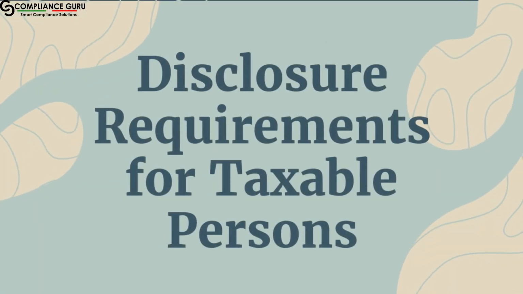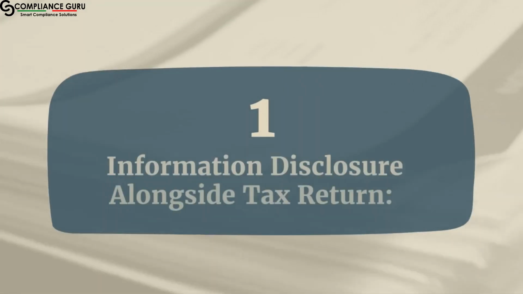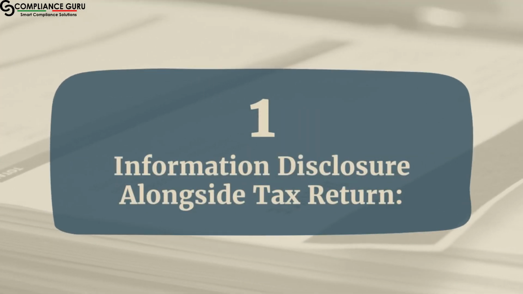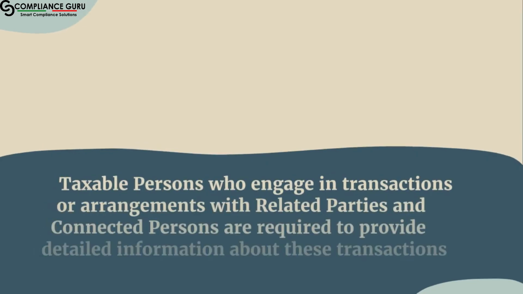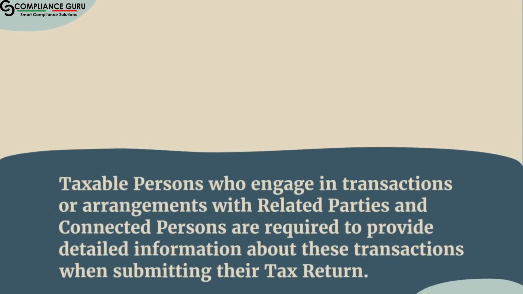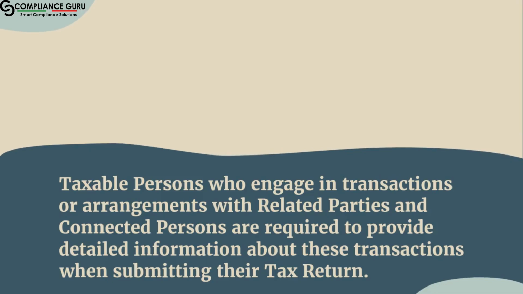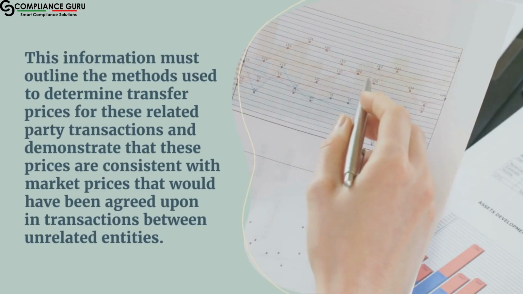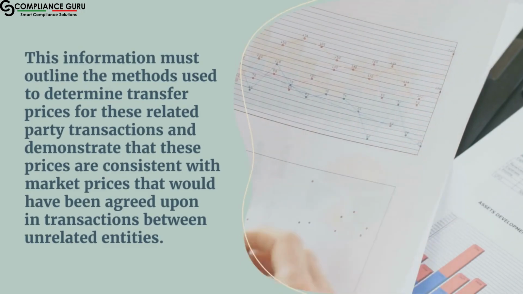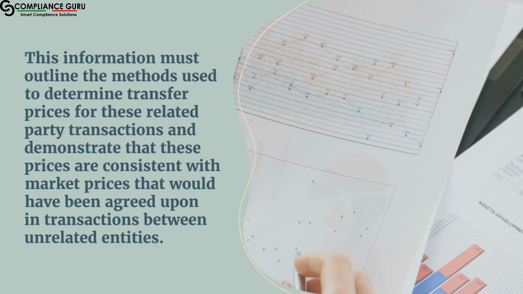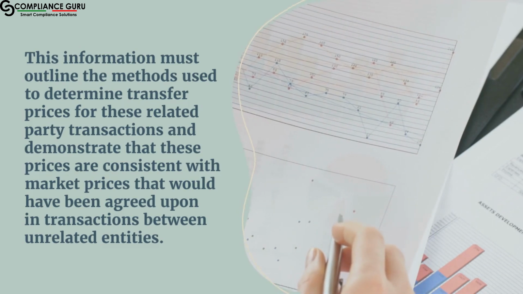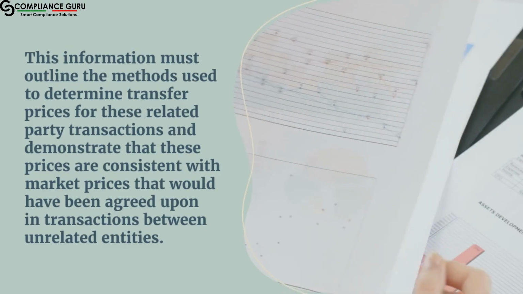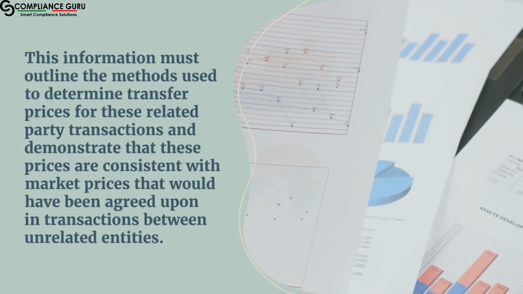Disclosure requirements for taxable persons. 1. Information disclosure alongside tax return. Taxable persons who engage in transactions or arrangements with related parties and connected persons are required to provide detailed information about these transactions when submitting their tax return. This information must outline the methods used to determine transfer prices for these related party transactions and demonstrate that these prices are consistent with market prices that would have been agreed upon in transactions between unrelated entities.